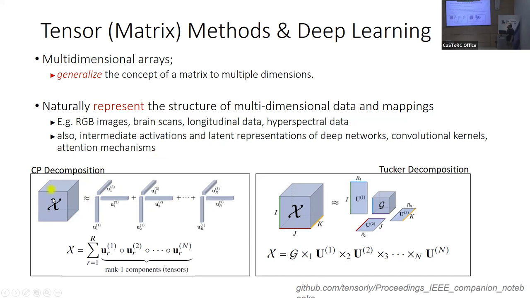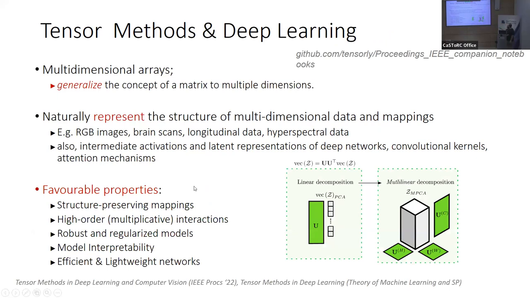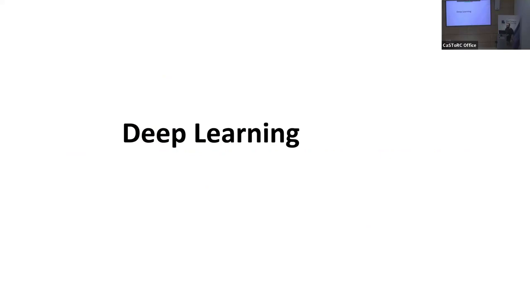So this is the CP decomposition that takes a tensor and decomposes it into a sum of rank one components. So that's basically three vectors: when you do an outer product, two vectors give you a matrix, and you do another outer product, and the matrix and a vector give you a tensor, right? And similarly with Tucker decomposition. So this gives you these favorable properties that I discussed, and then I'll show you some examples later. Now, because we're running out of time and we started late, I will be a bit quick here.